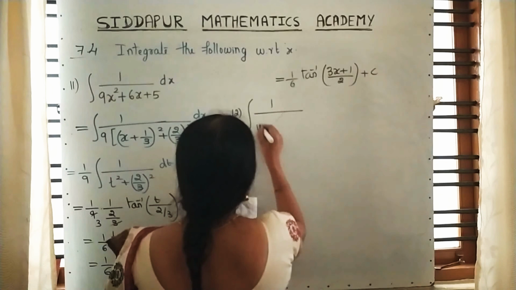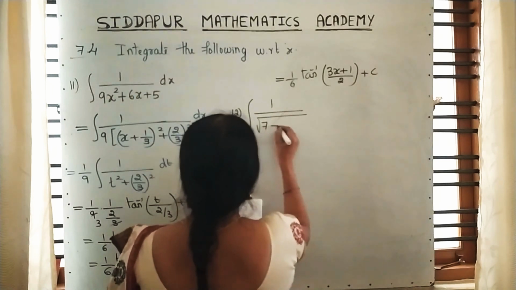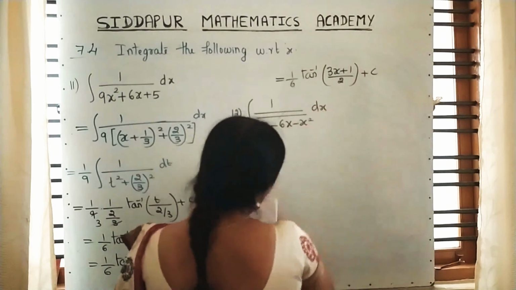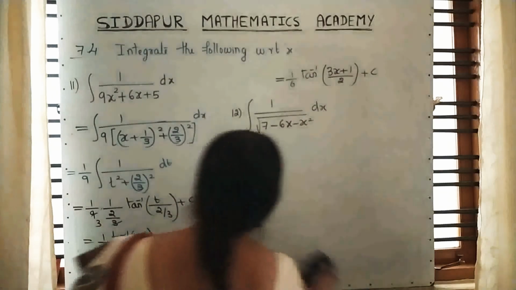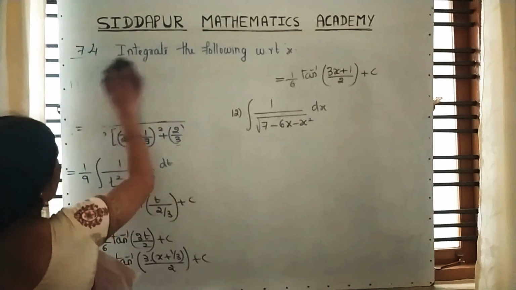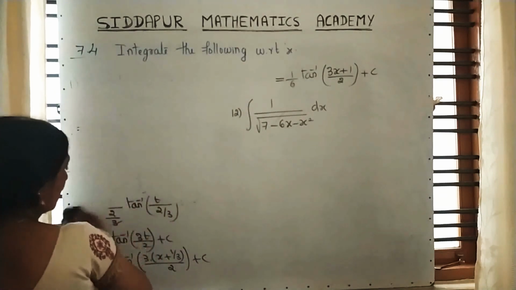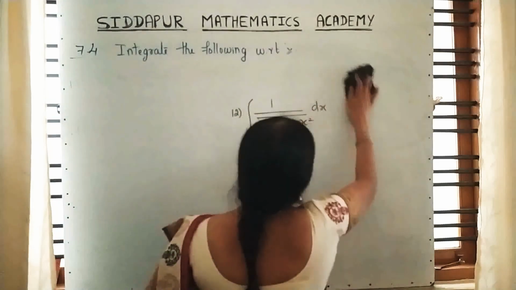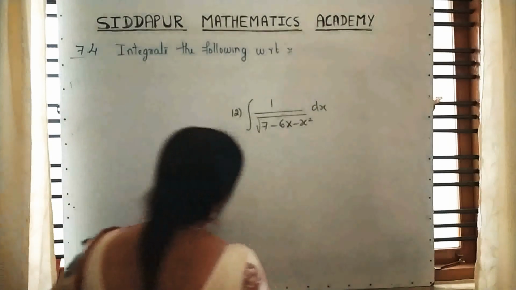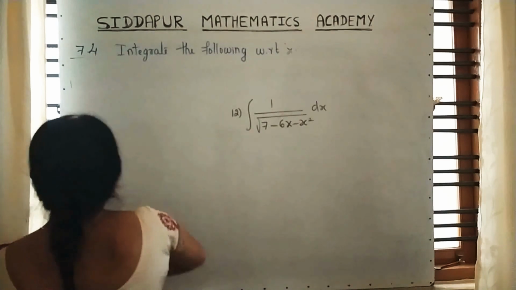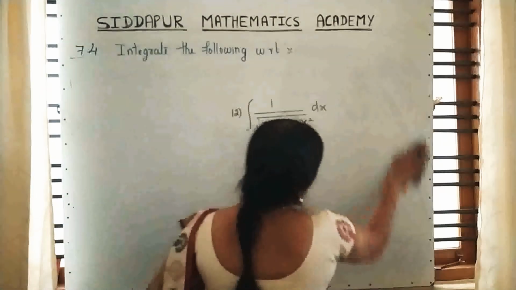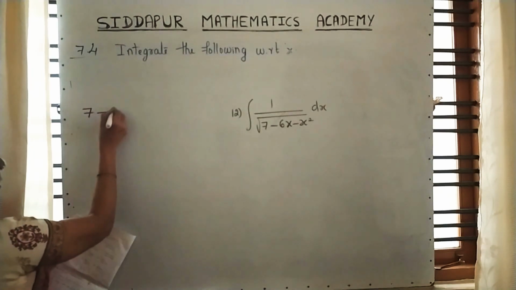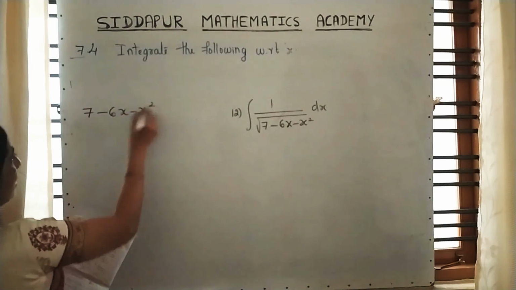The integral of 1 upon root of 7 minus 6x minus x square into dx. So here also we have to make it a perfect square. Actually we have to write it on the right side, but there is no place, so now I am writing on the left side. We have to make it a perfect square. Write down without root: 7 minus 6x minus x square.